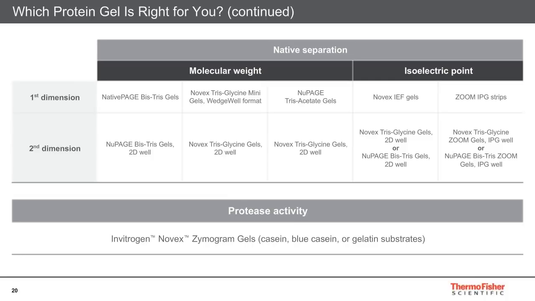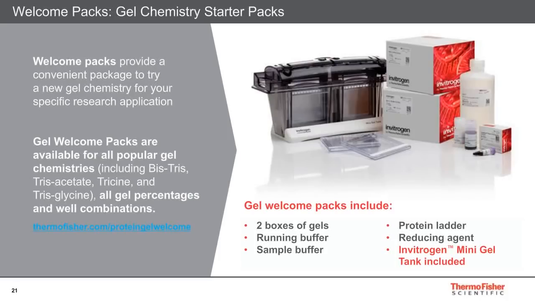If your application requires the use of non-denaturing conditions or native separation, we offer native gel options in Bis-Tris, Tris-Glycine, and Tris-Acetate chemistry. We also offer options in Bis-Tris and Tris-Glycine chemistry for isoelectric focusing and 2D gel electrophoresis experiments. For protease activity applications, we offer the Zymogram or Zymogram Plus gels.